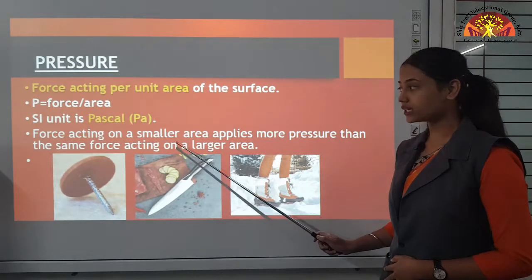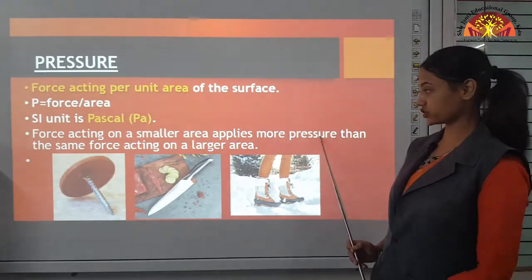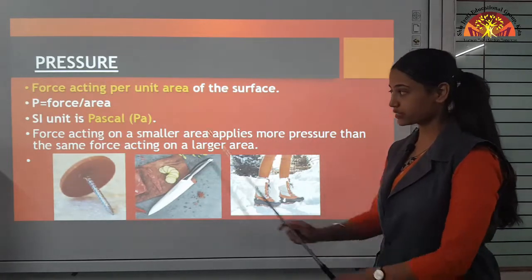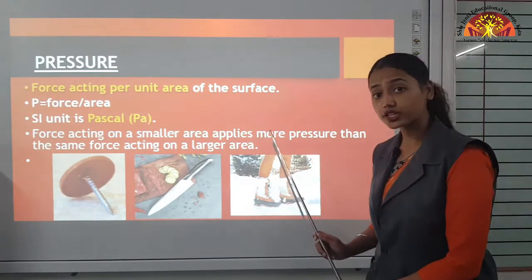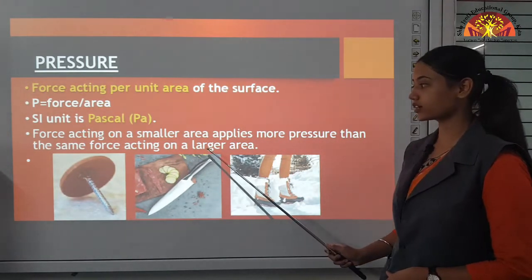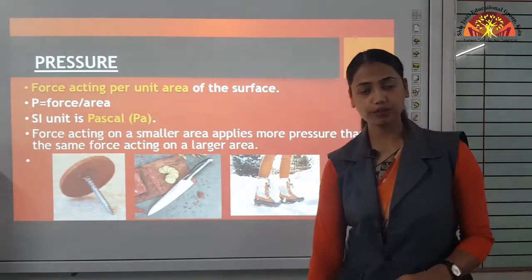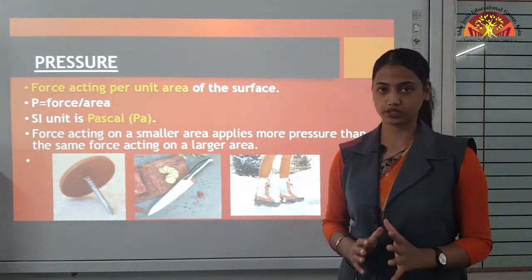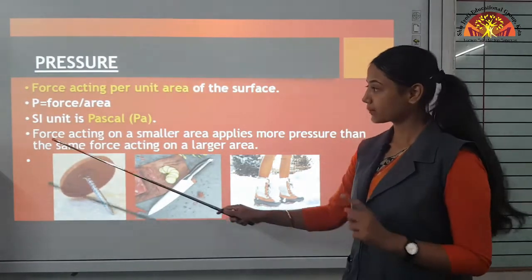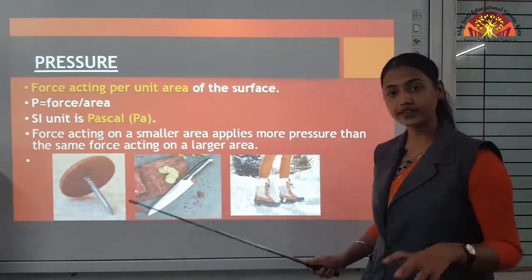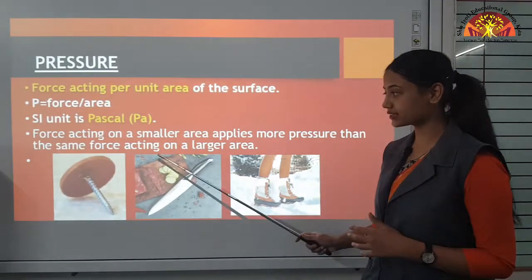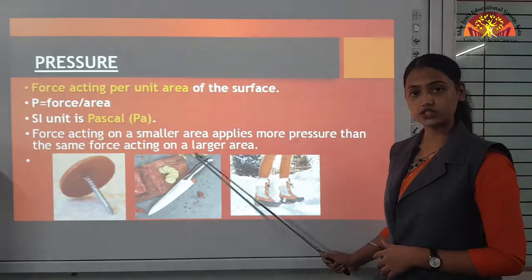Force acting on a smaller area applies more pressure. Why? Smaller area, then more pressure. These are opposite to each other, inversely proportional. Then the same force acting on a larger area. Let's say we are applying 10 Newton, but we are changing the surface area. We apply the same force on a smaller area, so what will be the effect? The pressure will be more compared to the force applied on a larger area.